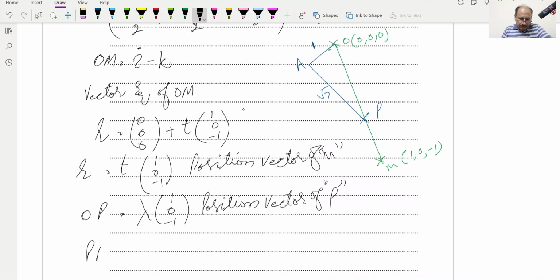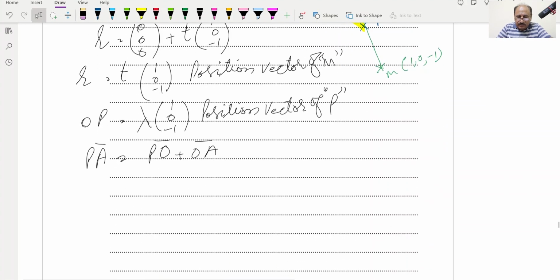Now we can write PA. PA will be equal to PO plus OA. If we draw, for example, PA will be in this direction, PO in this direction, and OA in this direction. So by vector addition, we can write PO plus OA. These will be the vectors, and we can write their coordinates.